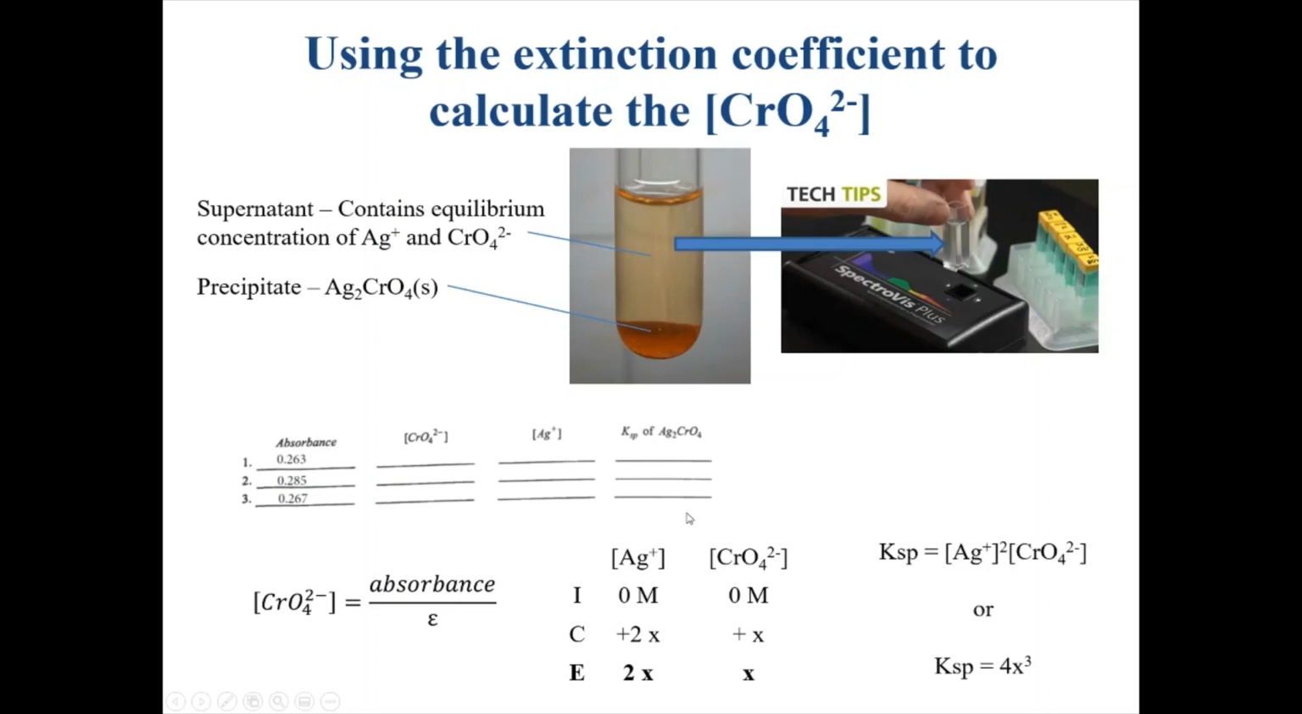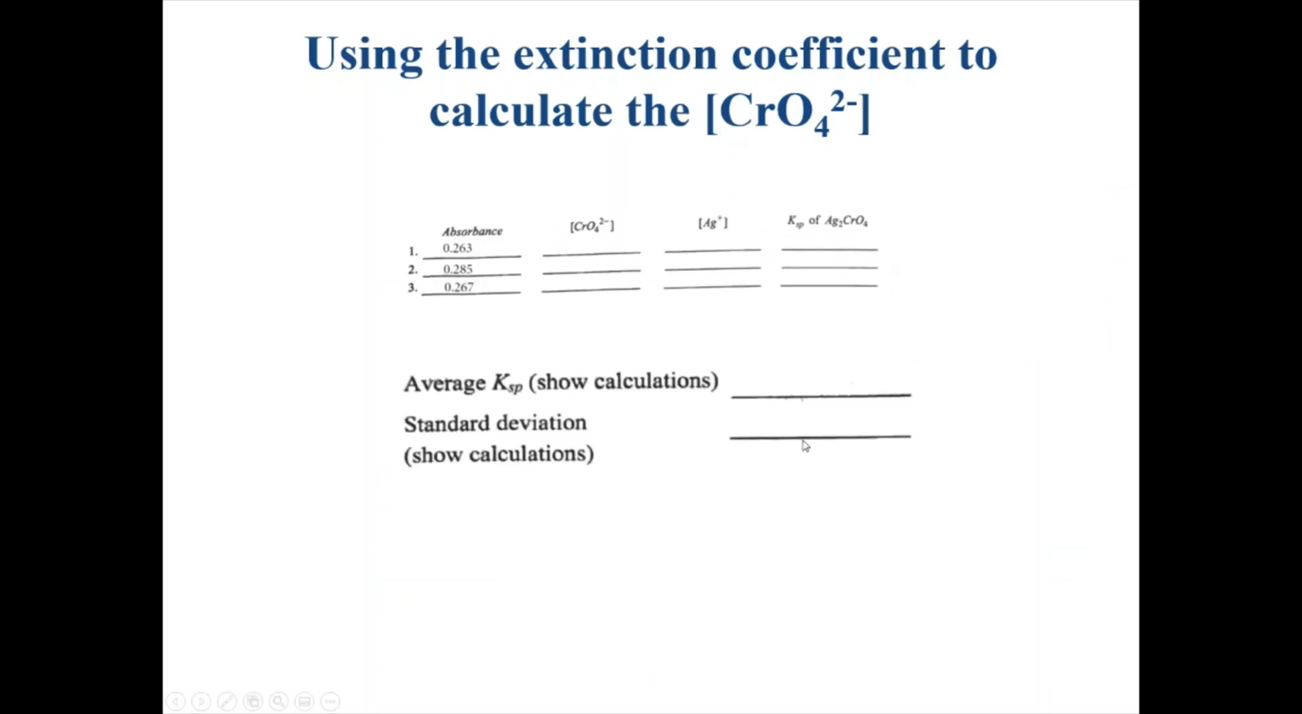Then when you want to calculate the KSP, you have 2 choices. You can either take the KSP equation, KSP is equal to the silver ion concentration squared times the chromate concentration. That's a perfectly fine way of doing it. Or you can simply take the chromate concentration and plug it into the KSP is equal to 4x cubed equation. So you can use this and this, or you can use these 2 and this. Either one, they'll give you the exact same number for KSP.